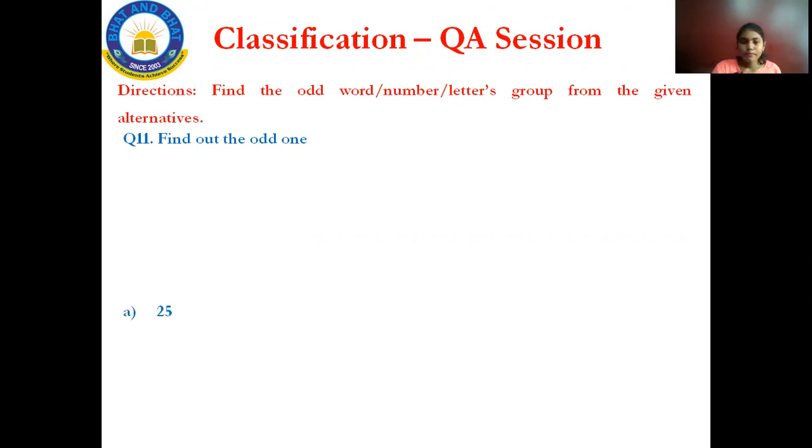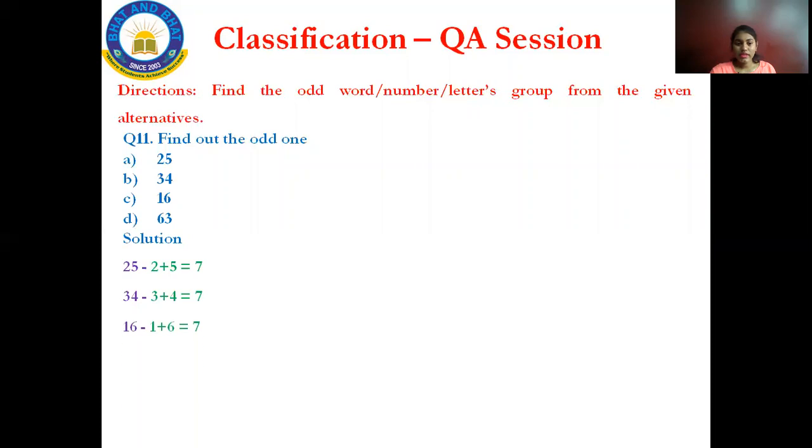Question number 11. Your options are 25, 34, 16, 63. Look at the screen carefully. This is number analogy, kind of difficult. I'll explain. Solve with option 1. 25: 2 plus 5 is equal to 7. And then 34: 3 plus 4 is equal to 7. 16: 1 plus 6 is equal to 7. 63: 6 plus 3 is equal to 9.